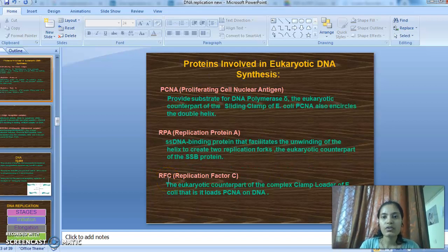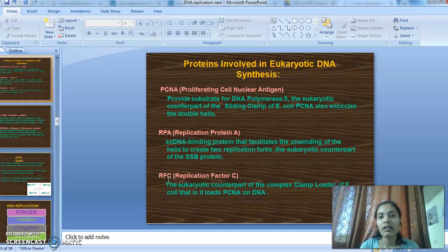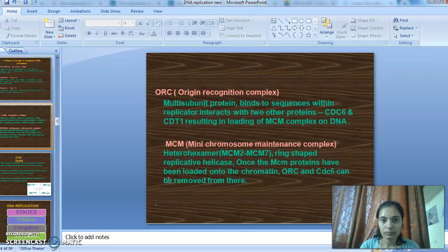Now these are the proteins involved in eukaryotic DNA synthesis. First is PCNA, proliferating cell nuclear antigen, which provides a substrate for DNA polymerase delta in eukaryotic cells. Then you have replication protein A, which is also called the SSBs that we have seen, and you have replication factor C. Then you have the origin recognition complex, which recognizes wherever the origin is, and the minichromosome maintenance complex, called the MCM complex.